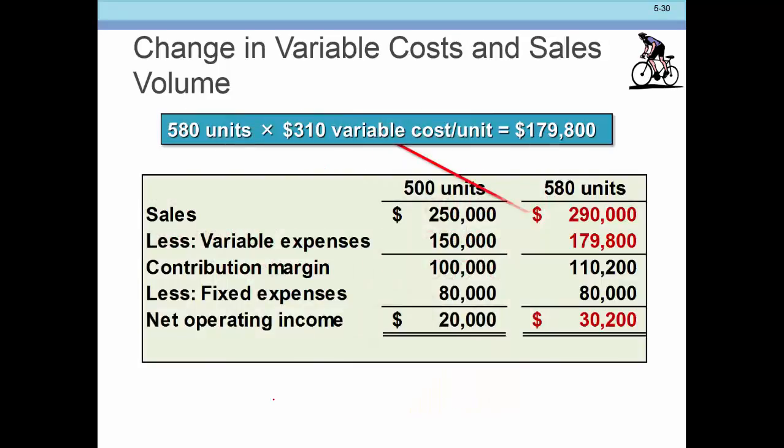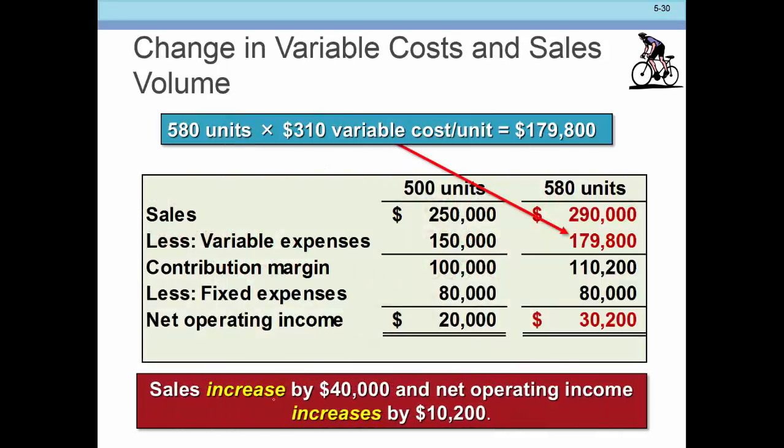So I go ahead and do the analysis. This is the current situation. If I bump up my variable cost, it goes from 300 to 310. So my variable cost is now 179,800. But I've sold more, haven't I? I've sold 80 more. Okay. So what's going to happen? My contribution margin goes up. My fixed costs stay the same regardless of the level of production, at least within the relevant range. And I end up with an operating income increase, don't I? So that was a better idea, right?